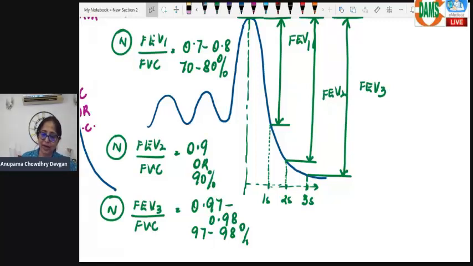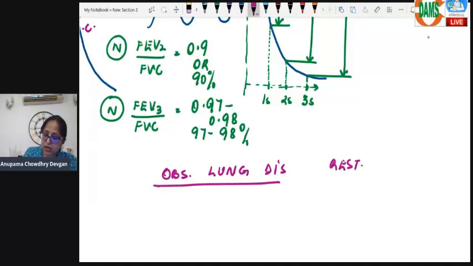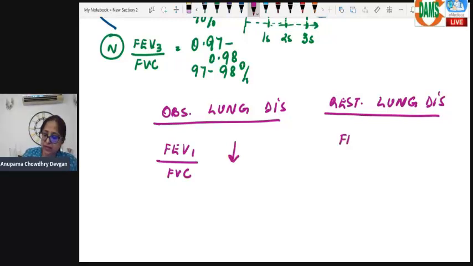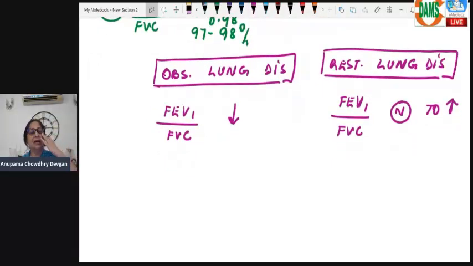Clinical application of the timed vital capacity: this is to distinguish between obstructive lung disease and the restrictive lung disease. The timed vital capacity will be used to distinguish between obstructive and the restrictive lung disease. In obstructive lung disease, FEV1 by FVC ratio is decreased. In restrictive lung disease, FEV1 by FVC ratio is normal to increased, right? FEV1 by FVC ratio is reduced in obstructive lung disease. Yes, reduced in obstructive lung disease.